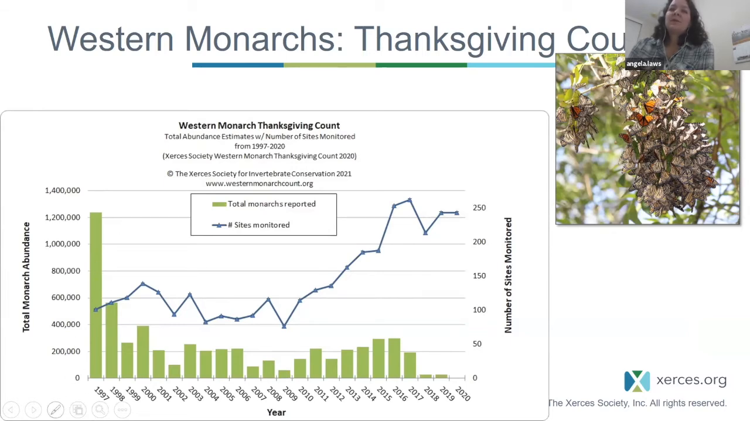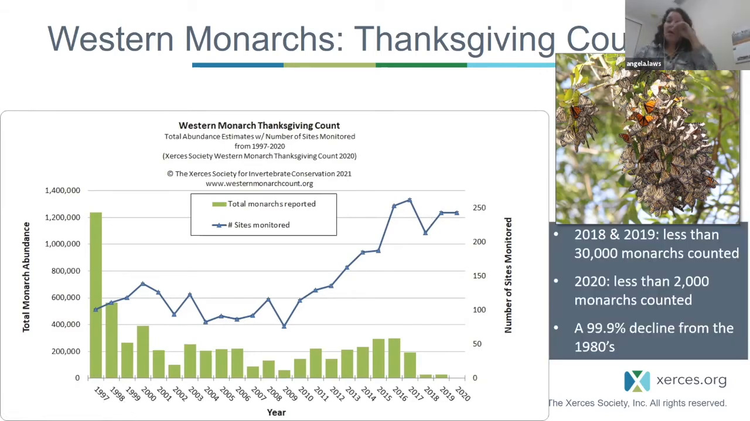So these green bars are the abundance over time. So in 1997, there were 1.2 million butterflies counted along the coast. And over time, that number dropped and kind of hovered around 200,000. This blue line is the number of sites monitored. So you can see over time, we were monitoring more and more sites, but the number was staying the same.